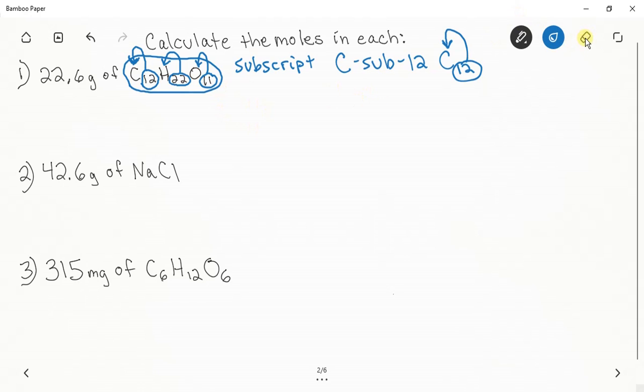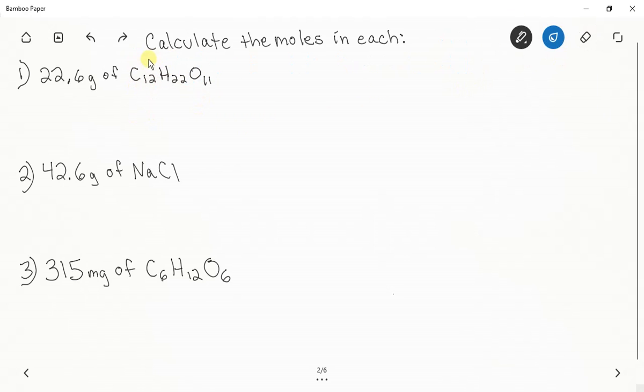Okay, so let's get into solving some of these. For this molecule C12H22O11, that is put together just like you build a house with Legos. The Legos that get added together to make this molecule are 12 carbons, 22 hydrogens, and 11 oxygens. And we know that because those are the little subscript numbers next to each of those elements.